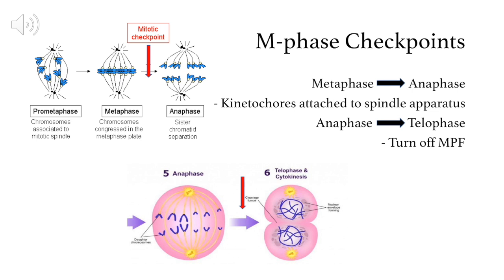This brings us to the last checkpoints, both in the M phase. The first mitotic checkpoint monitors the cell's progress from metaphase to anaphase. The criterion for this checkpoint is that the kinetochores are properly connected to the spindle apparatus, in order to ensure that the sister chromatids will be properly separated in anaphase. The second mitotic checkpoint lies between anaphase and telophase. Once chromosomes have been separated, enzymes that degrade the cyclin subunit of MPF are activated. Once MPF levels decrease, the cell is free to move into telophase.